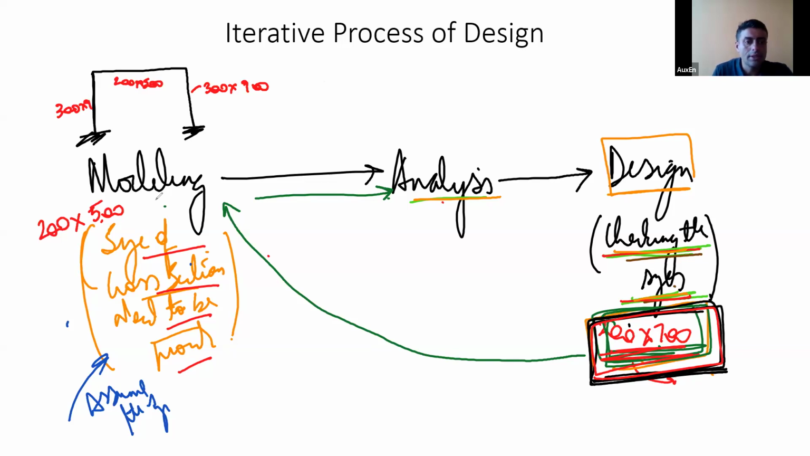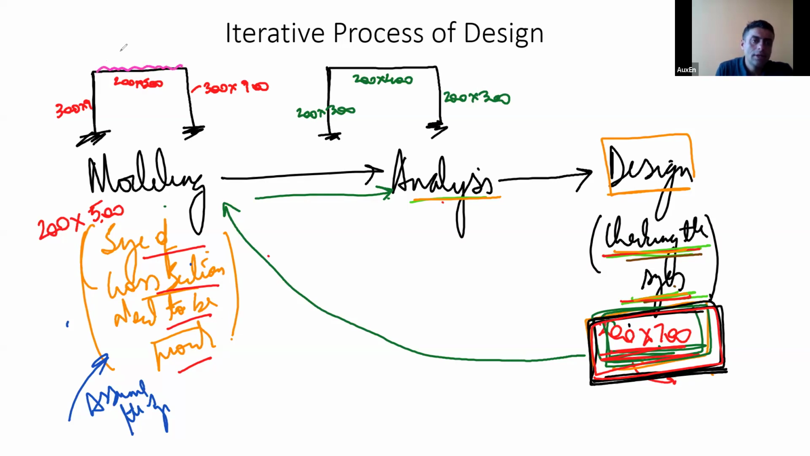Obviously same dimensions, everything same. And I take another same portal, same dimensions, same loading obviously, but I change the size. So here I make it 200 by 400 and here I take 200 by 300 and 200 by 300. So my portal geometry is same, loading is same, but what I have done is changed the cross section sizes. Now do you think the analysis results will change?